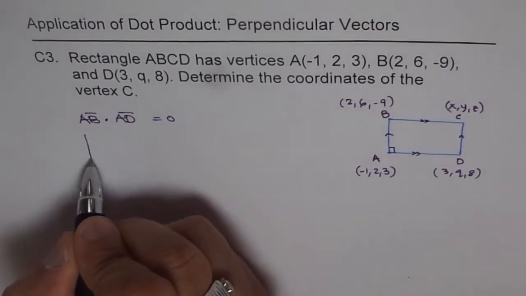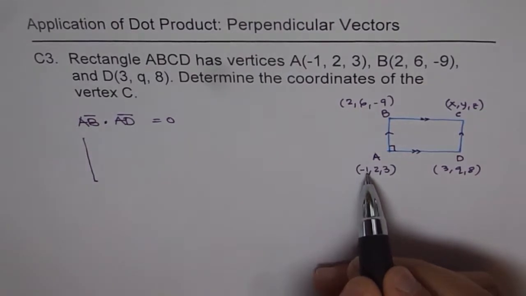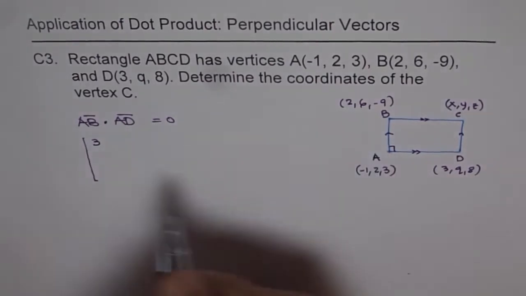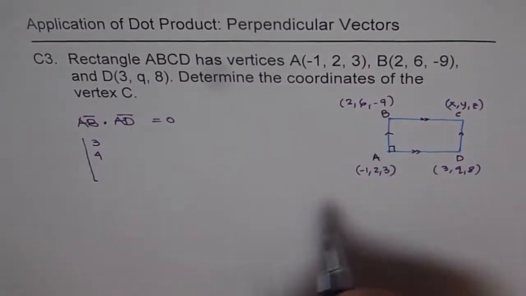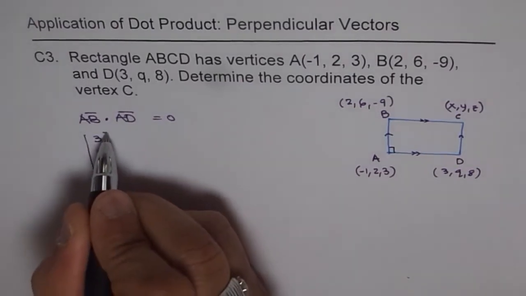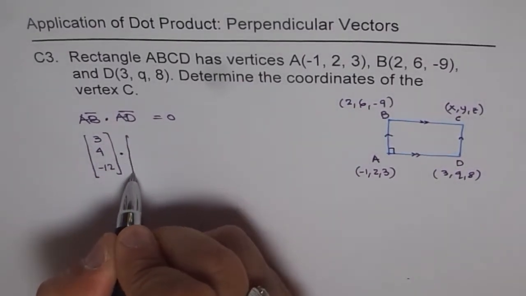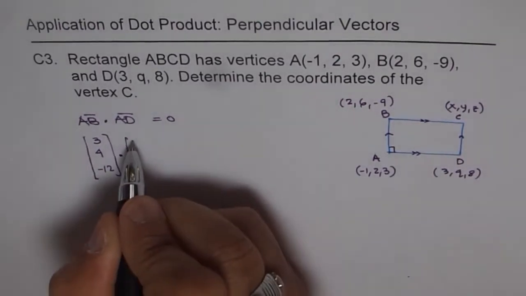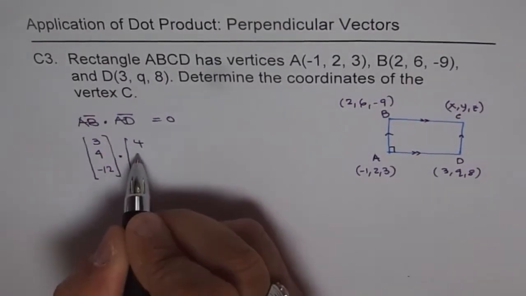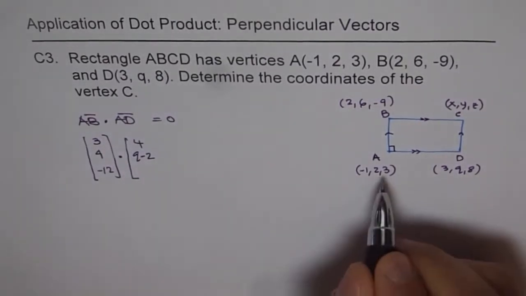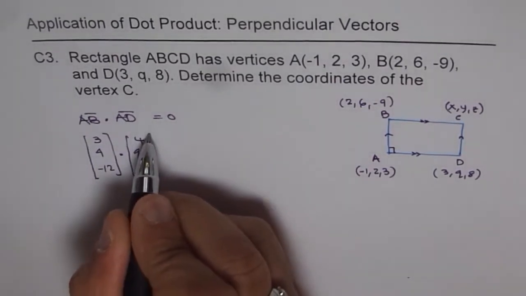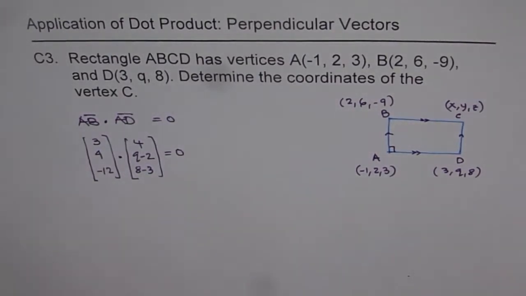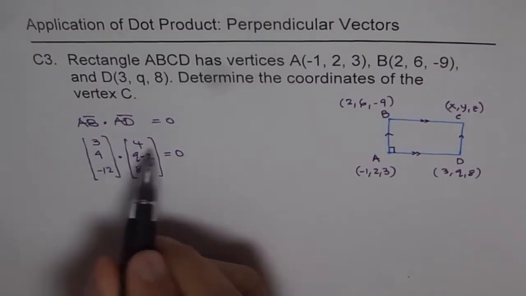So I'll write AB here as 2 minus -1, which is 3, 6 minus 2, which is 4, and -9 minus 3 is -12. That is AB, dot AD. A to D will be 3 minus -1, which is 4, Q minus 2, and 8 minus 3, which is 5, equals 0. So we can write like this. We know the dot product should be 0. Now let's get the dot product.